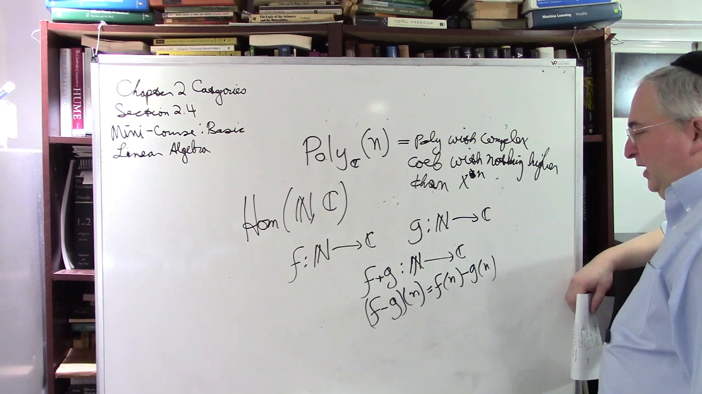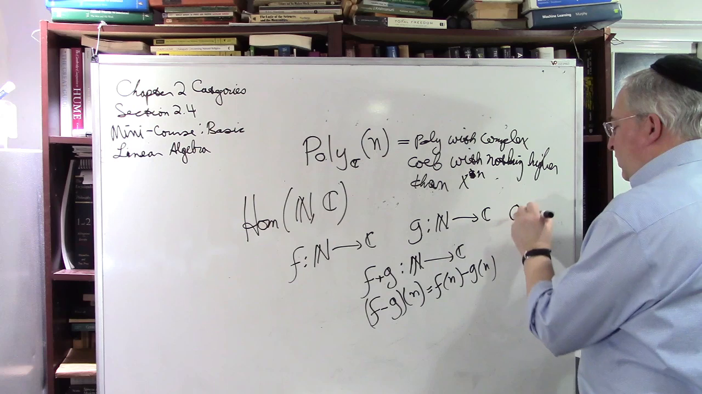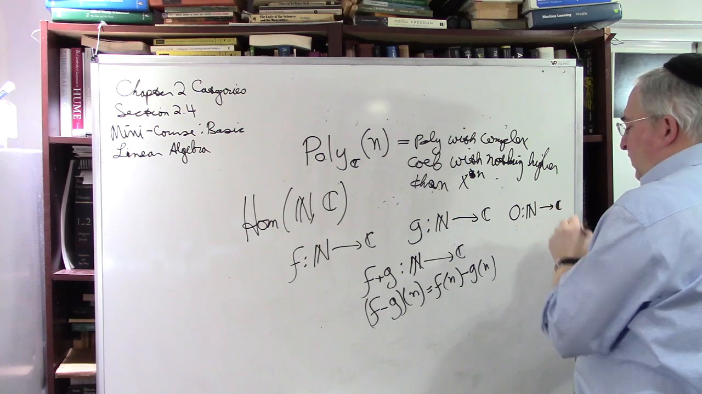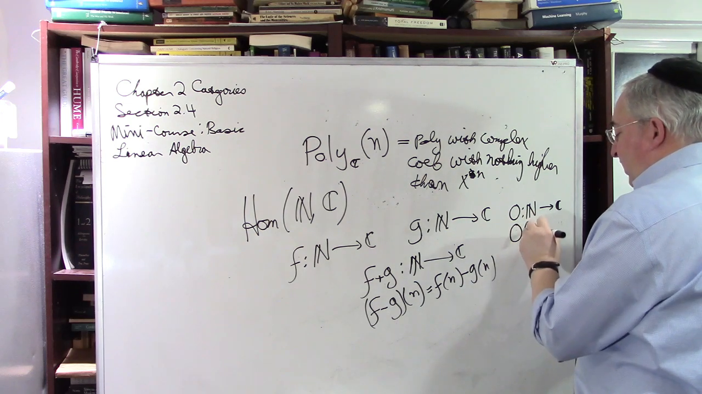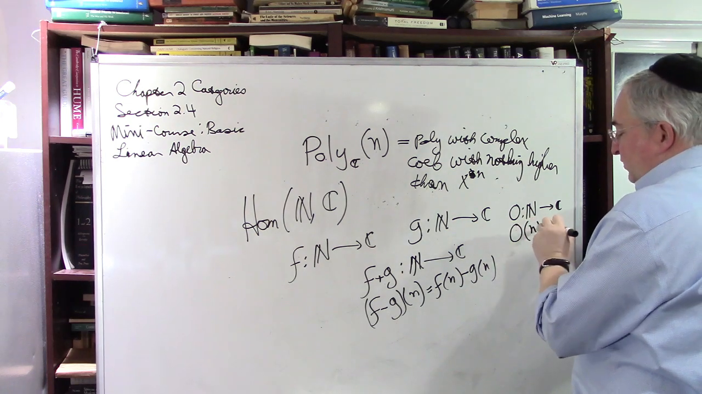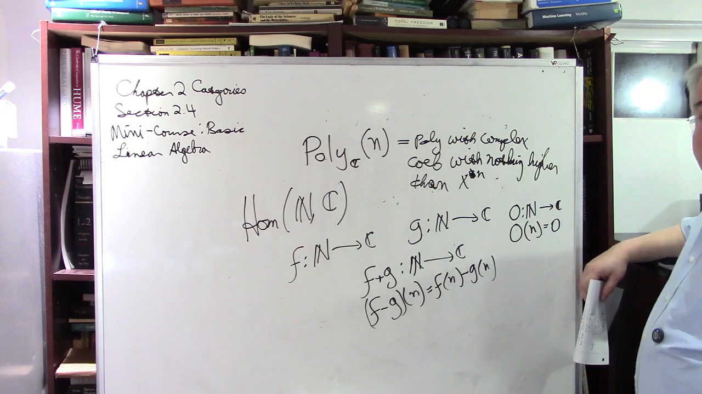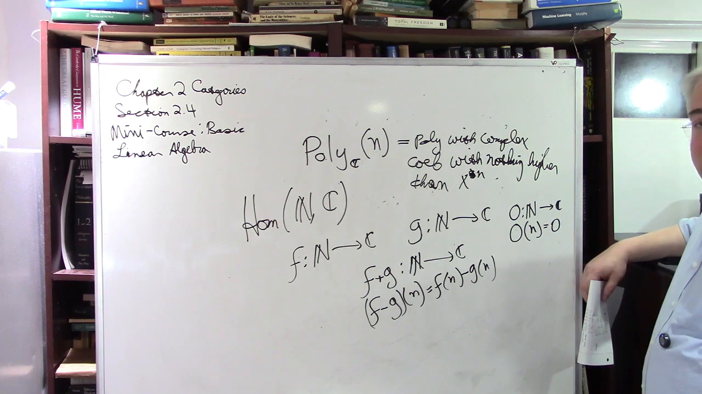Can't get simpler than that. What's the 0 function? Very simple. 0 goes from the natural numbers to C. Now I have to tell you how this is defined. 0 of n, that's an input here, is going to equal 0. It always outputs 0, no matter what. It's a stupid function that always outputs 0.